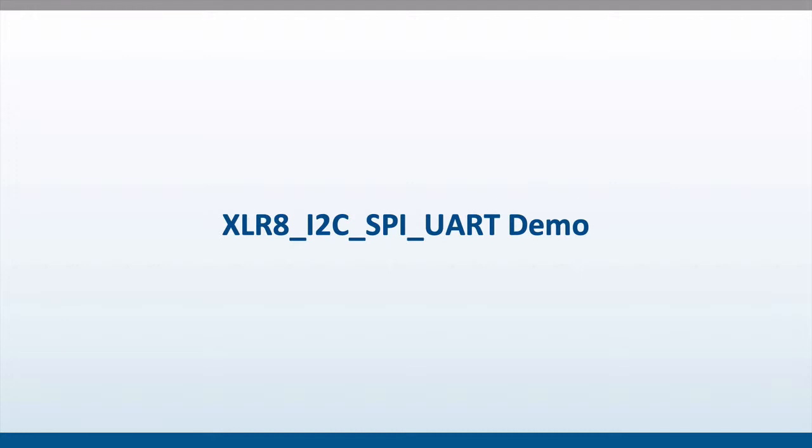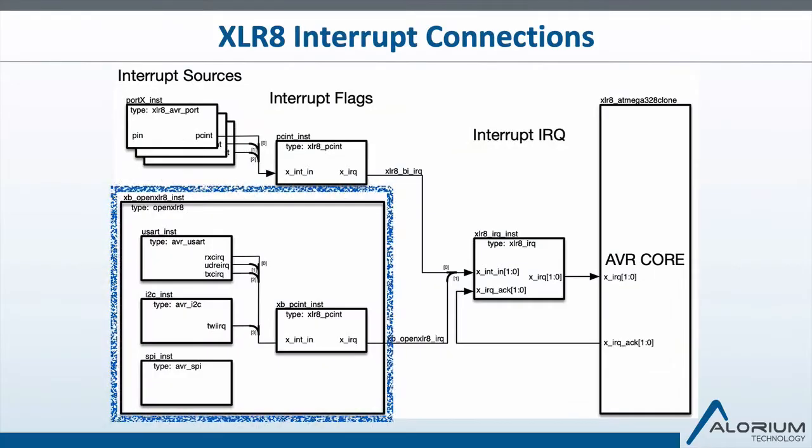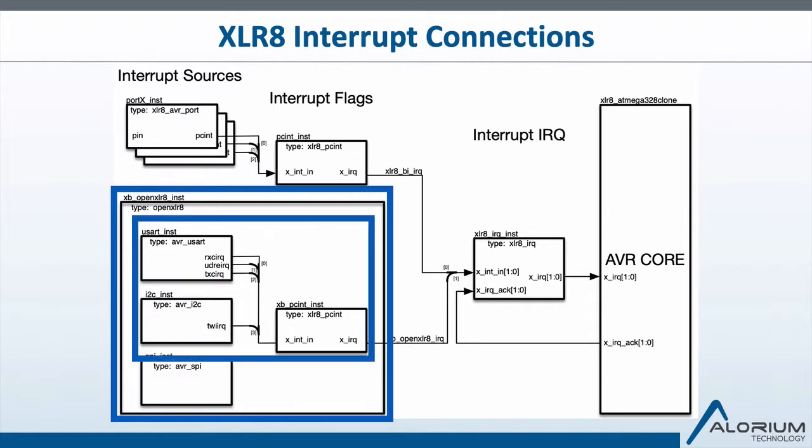Now let's walk through our demo. We're going to use the XLR8 I2C SPI UART block to do our demo. Here's our old friend of a block diagram. We've highlighted the OpenXLR8 module. You can see that inside of it we've instantiated a UART module, an I2C module, and a SPI module. The UART and I2C have custom interrupts that we need to wire into the PCInt module that's inside of the OpenXLR8.